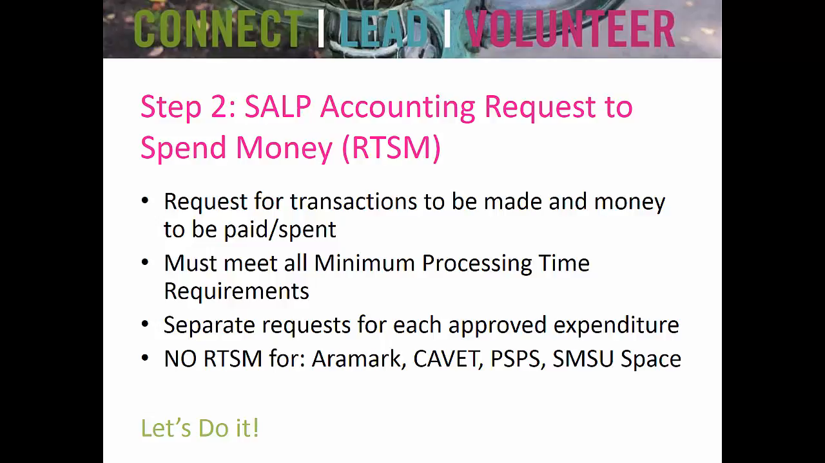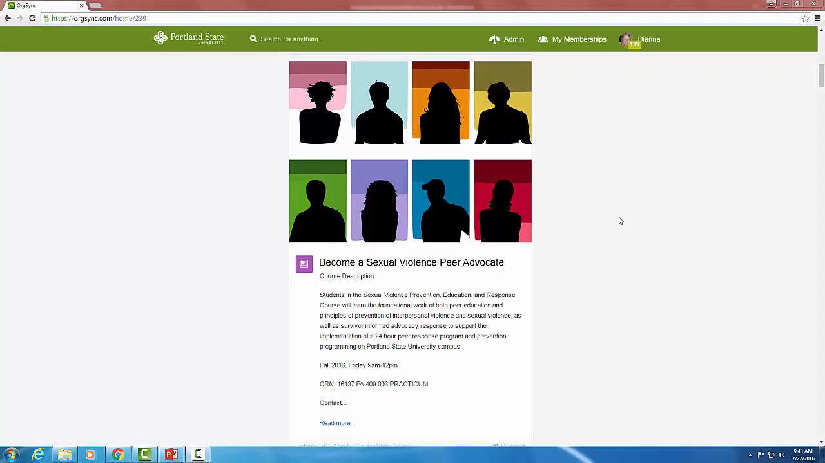Separate request to spend money forms must be submitted for each line item requiring payment made to vendors outside of PSU. You don't need to complete a request to spend money form for vendors that are within the university. These include Aramark, Cavett, PSPS, or space requests, excluding the University Place Hotel. If you're unsure if you need to complete a request to spend money form for certain line items, check with your SALP advisor. Let's begin working on the Request to Spend Money form.